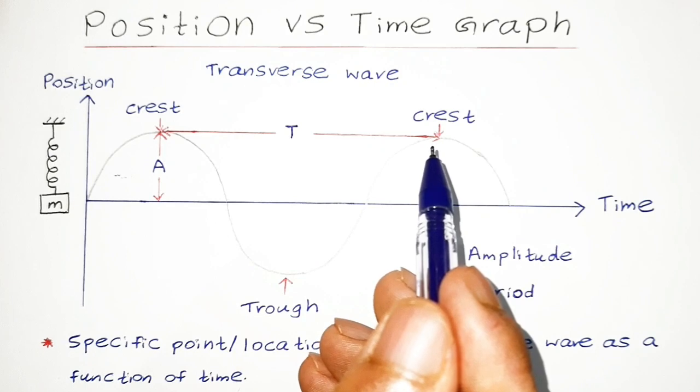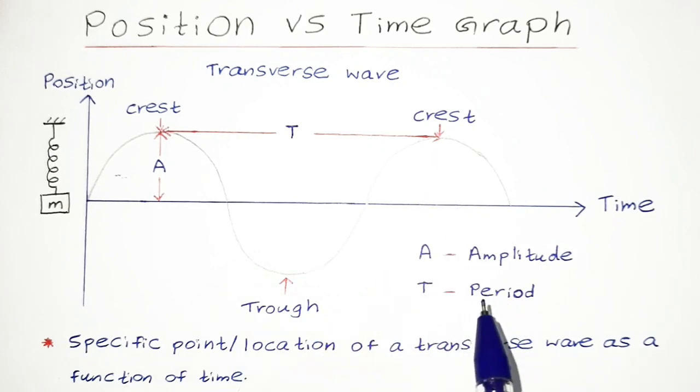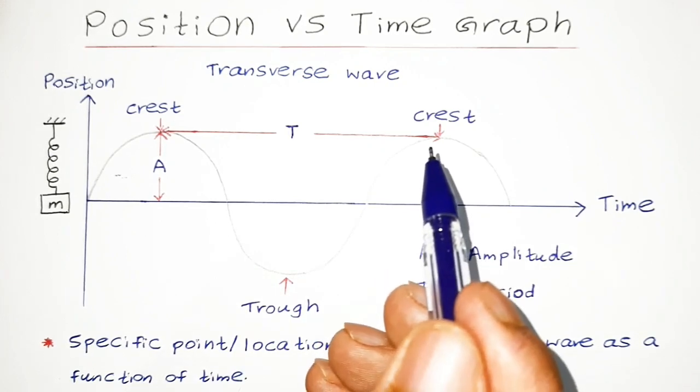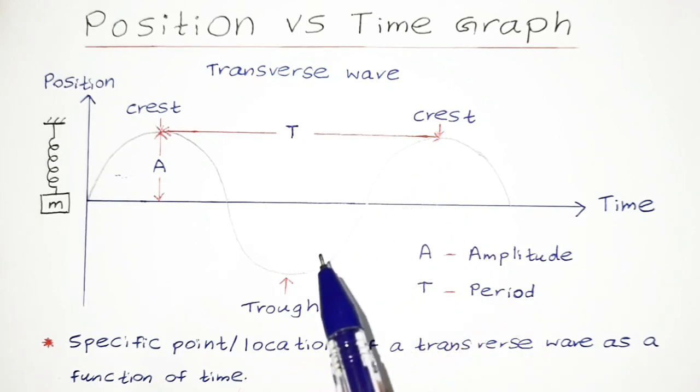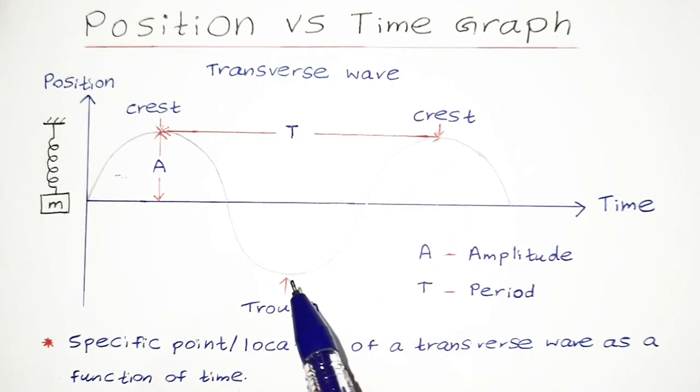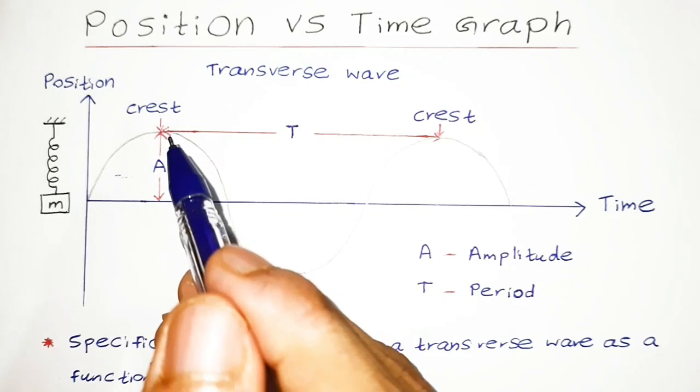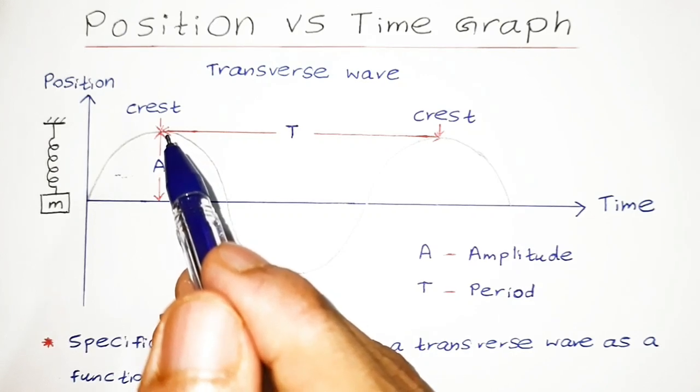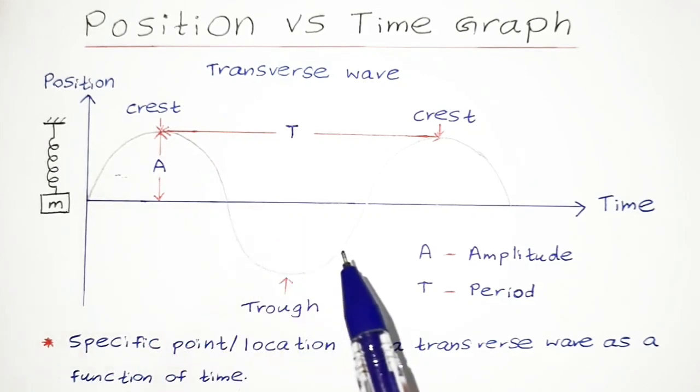So now we are familiarized with amplitude, period, and what a crest is. The maximum downward displacement would occur, and that position is called a trough. So the trough would be the maximum downward displacement point and the crest would be the maximum upward displacement point. This is about position versus time graphs.